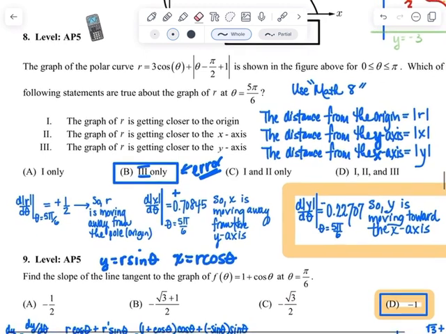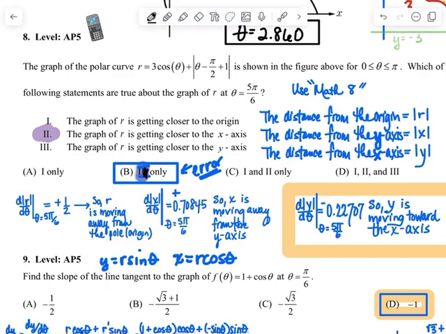So I just want to make sure that we had that clarified. It's going to be this one, moving closer. So y is moving towards the x-axis. So that is the only answer here that is true. So that should be 2, that should not be 1. Okay, so we have that.